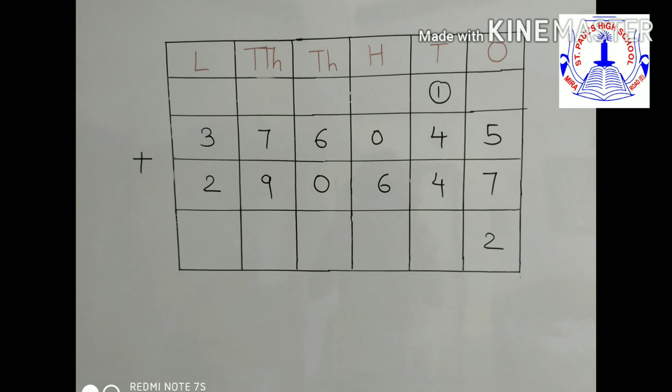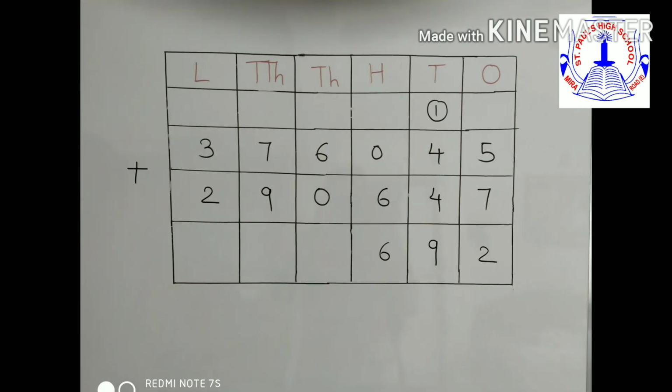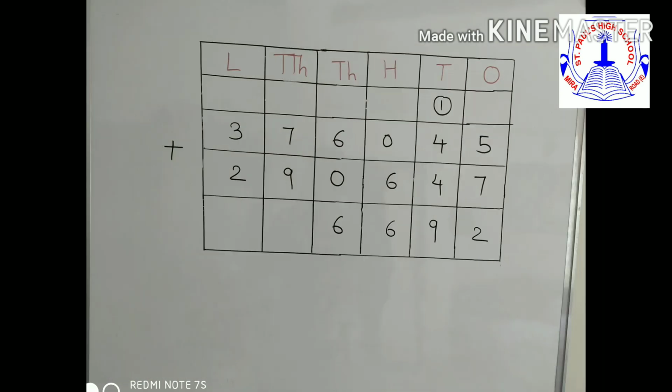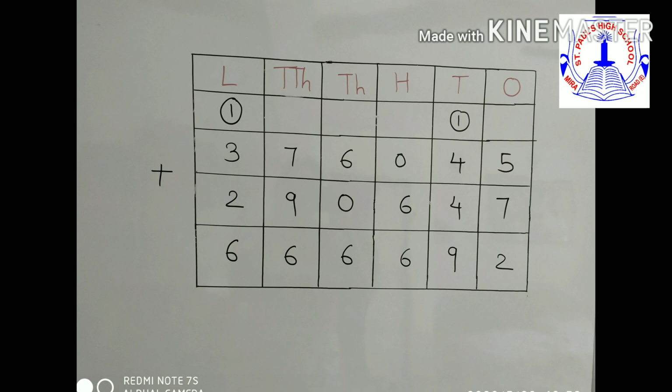Now start adding from the ones column, that is 5 plus 7 equals 12. So 2 we will write and 1 we will carry to the tens column. Then we will add 4 plus 4 equals 8 plus 1, 9. Then 0 plus 6 equals 6. 6 plus 0 is equal to 6. Then 7 plus 9 is equal to 16. So we will carry 1 to the lakhs column. Then we will add 3 plus 2 is equal to 5 plus 1 which is equal to 6.